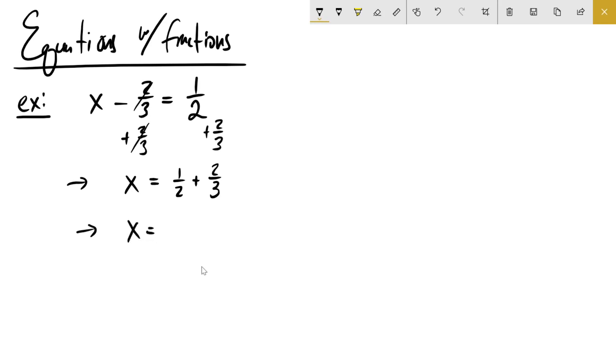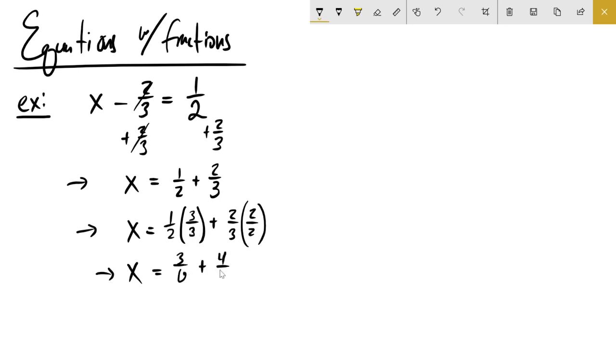They need to be brought up to what? Sixths. Because there's a 2 and a 3, the LCD is 6. So the 1/2, I need to give a 3/3. And the 2/3, I need to give a what? 2/2. Right? So then, this will become 3/6. This will become 4/6. And so what's our answer here?